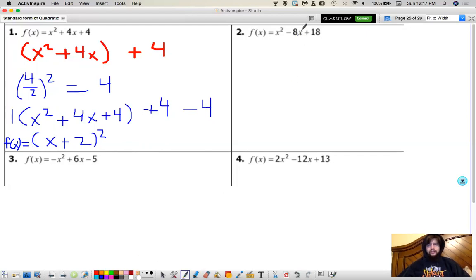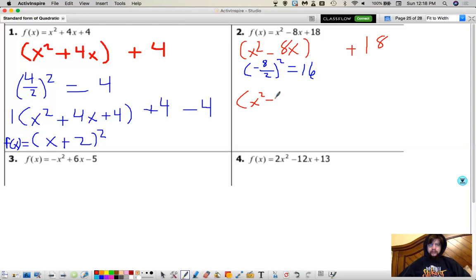So if you want to, you can test and see if it's a perfect square before you do it. 8 divided by 2 is 4, 4 squared is 16, not the same here. So separate out that c. X squared minus 8x plus 18 over here out of the way. Then I'm going to do b over 2 squared. -4 squared is 16. So I'm going to add that on the inside.